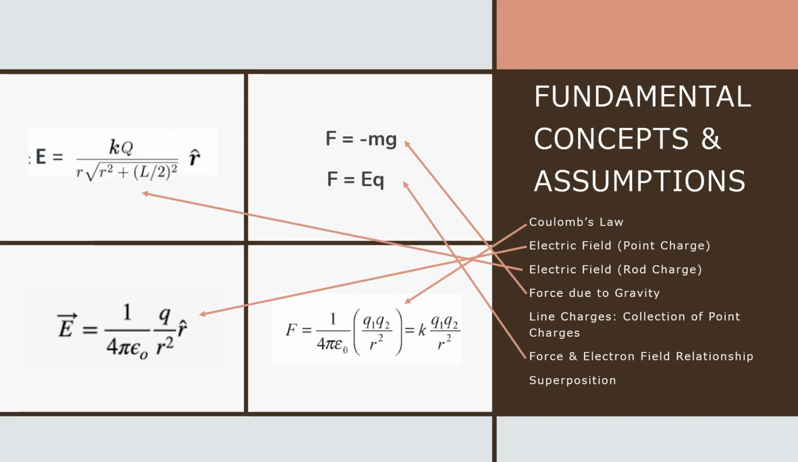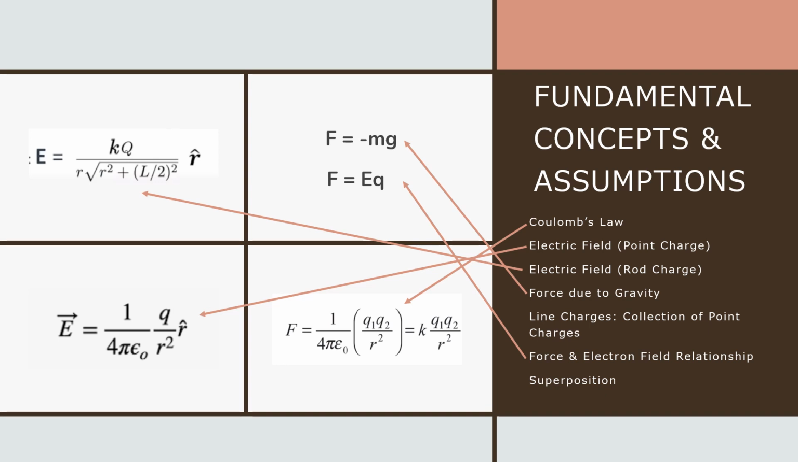These are the fundamental concepts and assumptions used in this lab. First up, we have Coulomb's law, which is our force, F equals K times Q1 times Q2 over R squared. This could also be in vector form, adding R hat. And then we also have the electric field of a point charge, which is what we used in Lab 1: E equals K times Q over R squared, R hat. And then we have the electric field of the rod charge, the top left, which is KQ over R times the square root of R squared plus (L divided by 2) squared. This is also with R hat.